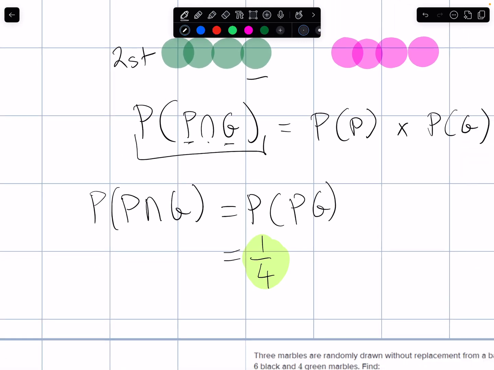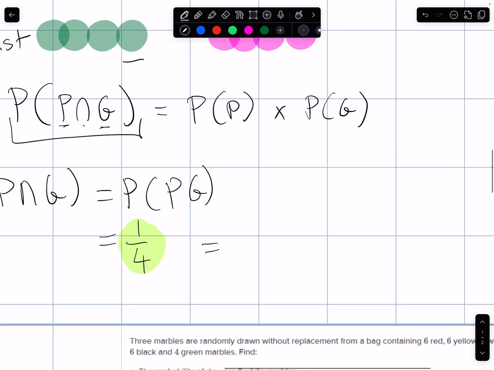But over here, is this equal to probability of pink, which is a half, times the probability of getting green, which is another half, okay? And a half times a half is a quarter, and so that is a way that you can show that it is independent, okay?